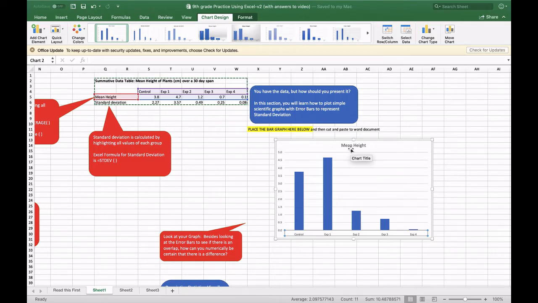But notice that the title is not appropriate. Your title should be more descriptive than that. We practiced that at the beginning of the year. So here's the mean height of plants. So make sure you change that, and make sure you add the unit of measurement, centimeters, over a 30-day span.